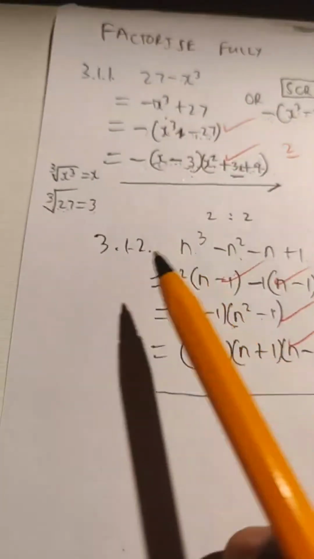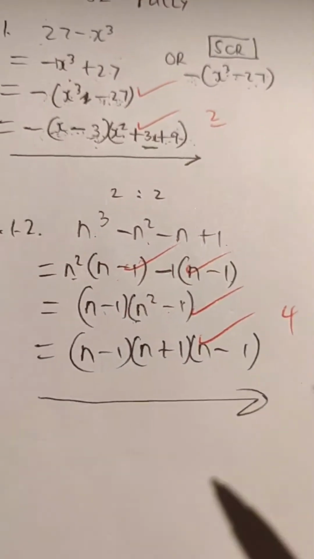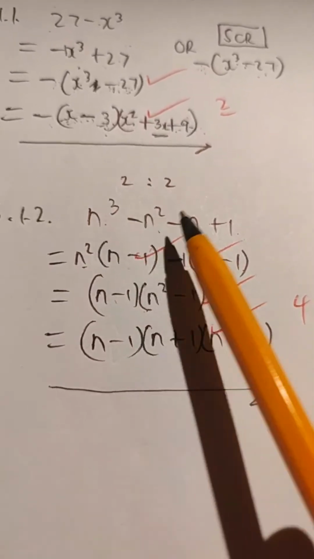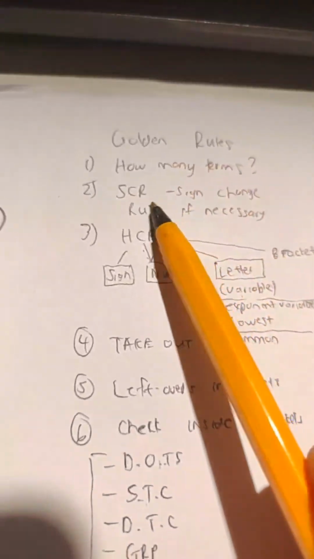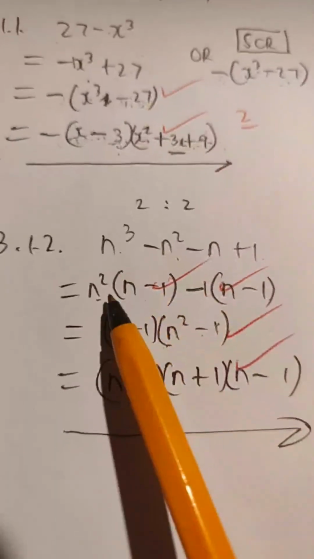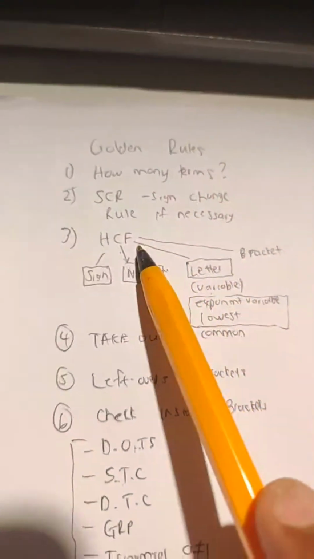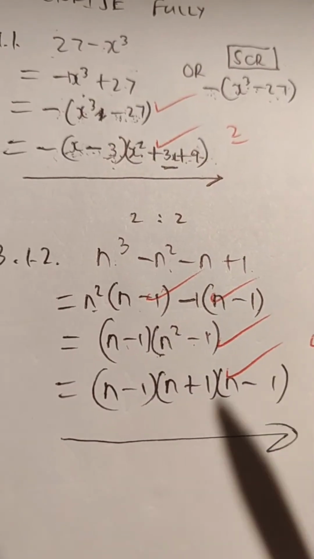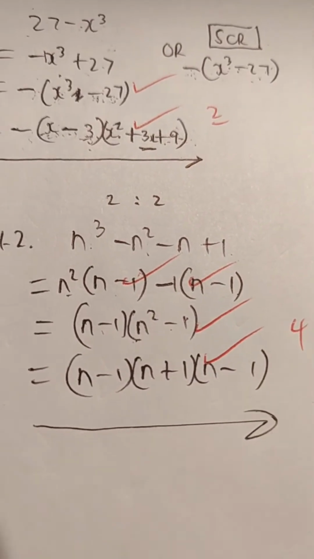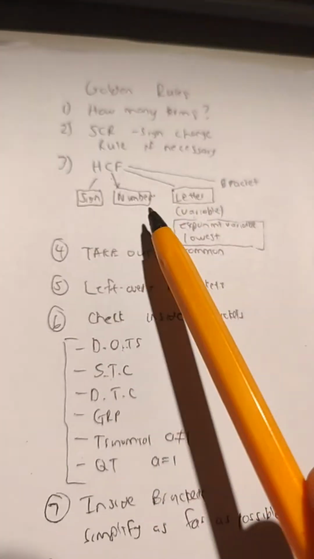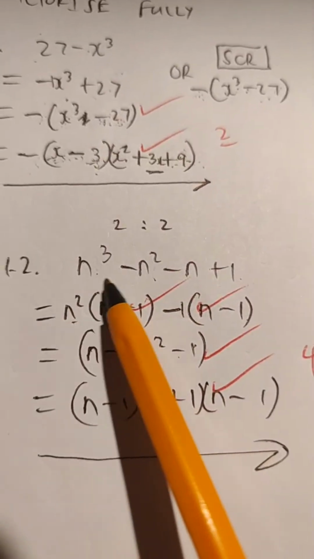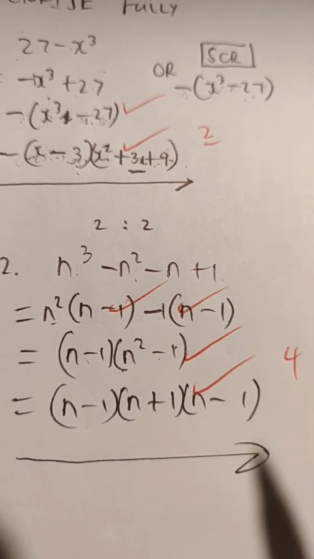Simple as that. If we come to 3.1.2, we repeat the same process. How many terms in the expression we are about to factorize? There are 1, 2, 3, 4 terms. Any sign change rule that can be applied? Is it necessary? No. Any highest common factor that exists? Well, for all the terms, we have a positive one highest common factor, but it is not significant. So that positive one is not significant, and we are still left with these terms to look at and factorize in this situation.